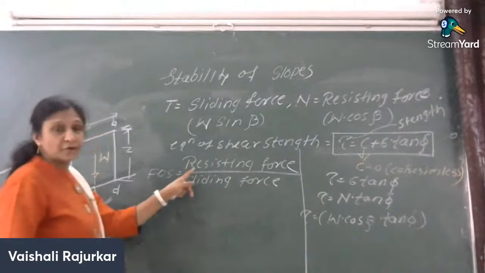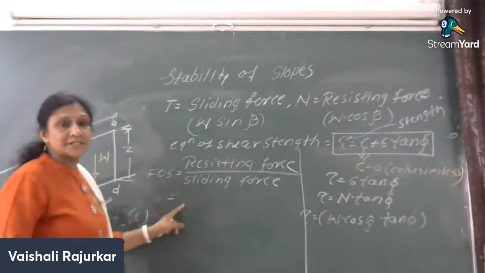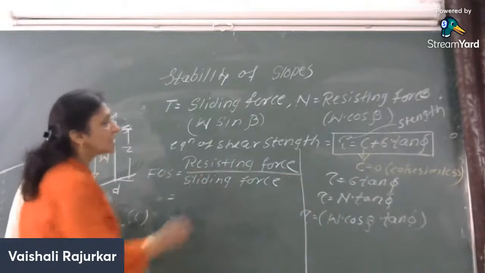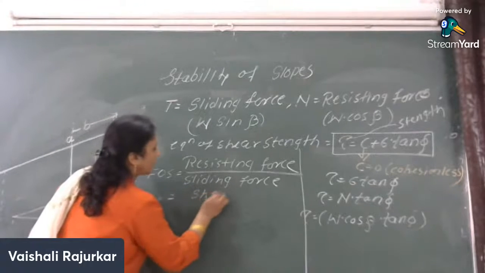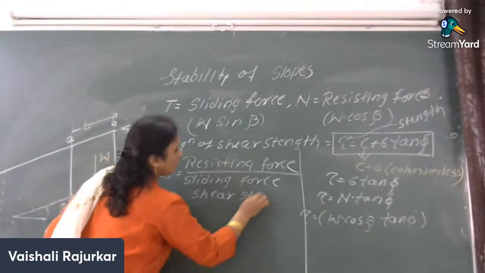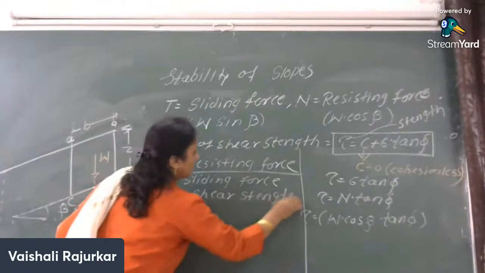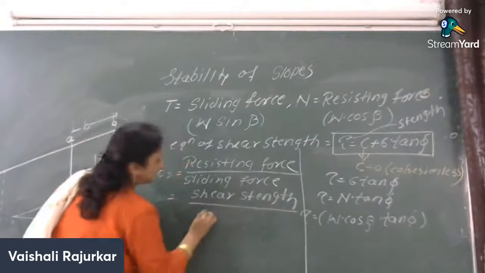Therefore, what is factor of safety? Resisting force upon sliding force. So, what is resisting force? Resisting force is the shear strength divided by sliding force.